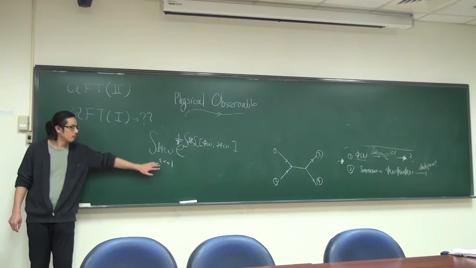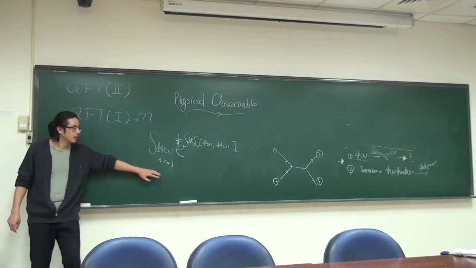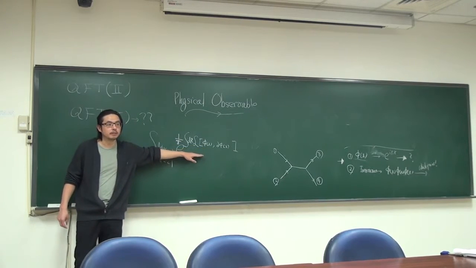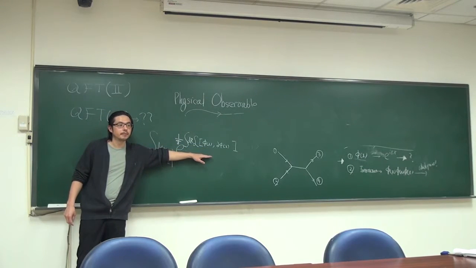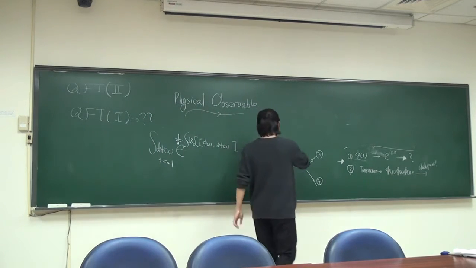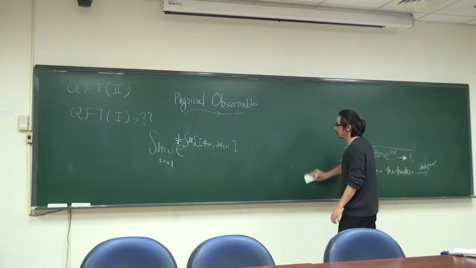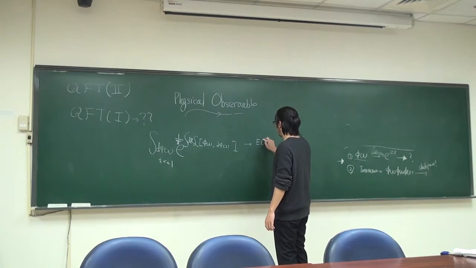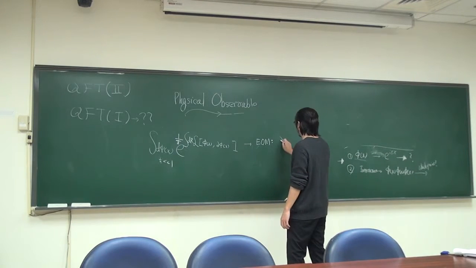It's because when h bar is much smaller than 1, this integral has a maximal contribution from the saddle point, right? When h bar is much smaller than 1, you have a contribution from the saddle point. And what is that contribution coming from? It's coming from the equation of motion. The dominant contribution is from the equation of motion, which you know what it is.